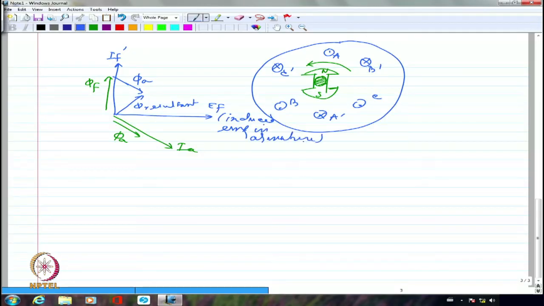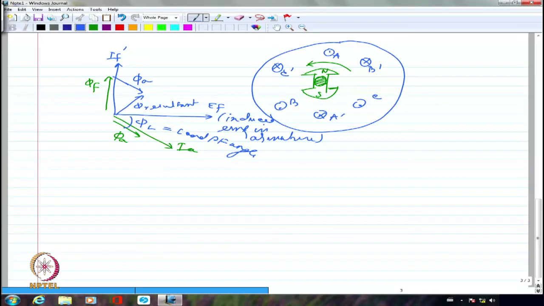Now this induced EMF is being connected to a three-phase load. If it is resistive, I should have shown this IA in phase with EF. Because it is inductive, I have assumed it is somewhat inductive, I have shown this at an angle which is decided by approximately whatever is the load power factor angle. This is the load power factor angle. So this is my IA.